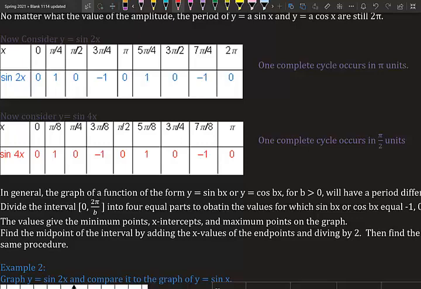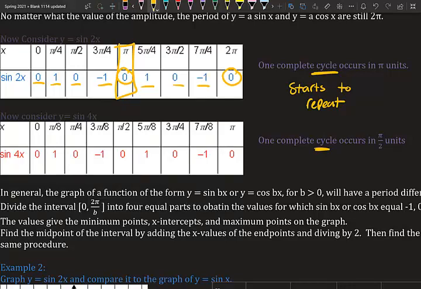Now what does it mean by a cycle? That means when does it start to repeat? So you see how it starts at 0, 1, 0, -1? Then it goes back to 0, 1, 0, -1, back to 0. So you see how at pi, that's the repeat. That's when it starts to repeat. Where it starts to repeat is a cycle. One complete cycle is pi over 2.